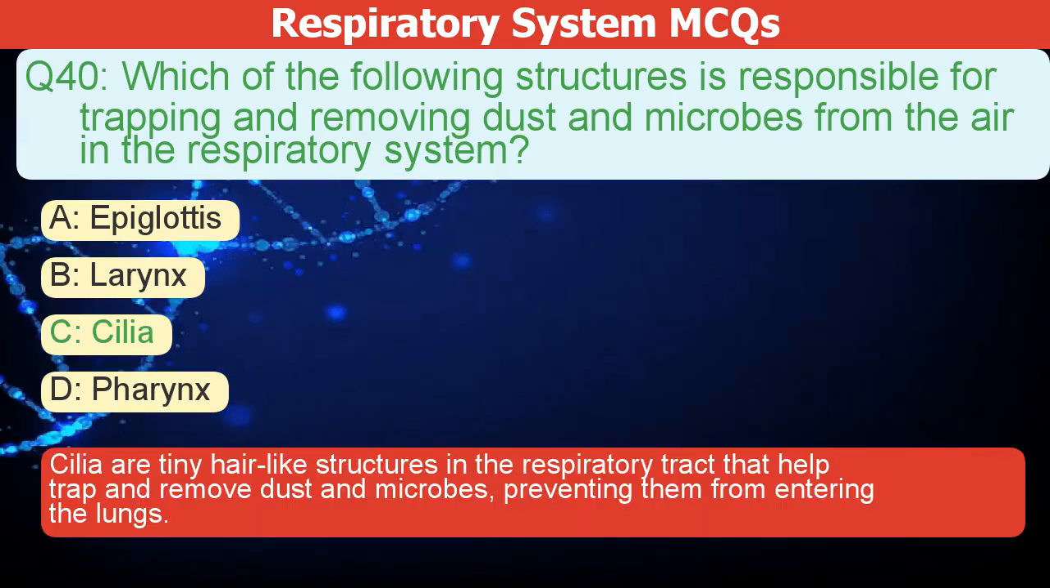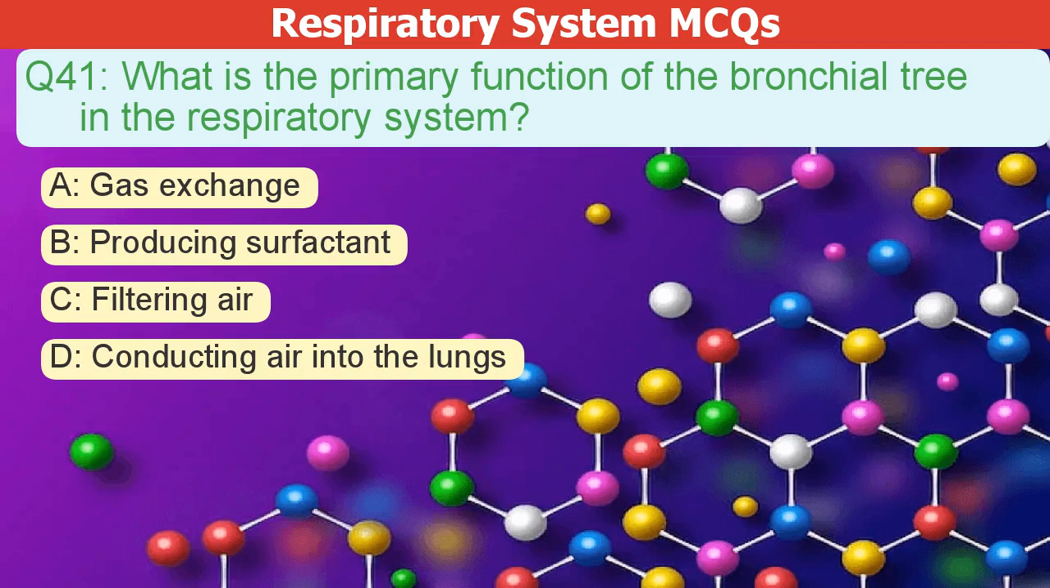The correct answer is C. Cilia are tiny hair-like structures in the respiratory tract that help trap and remove dust and microbes, preventing them from entering the lungs. What is the primary function of the bronchial tree in the respiratory system?